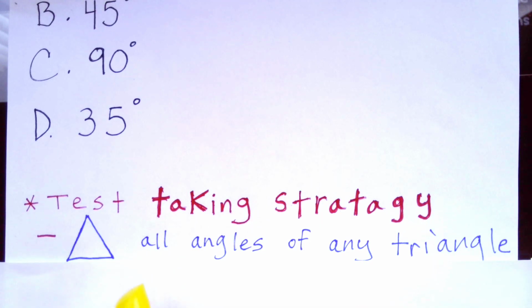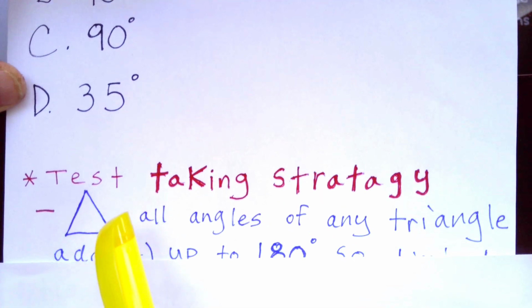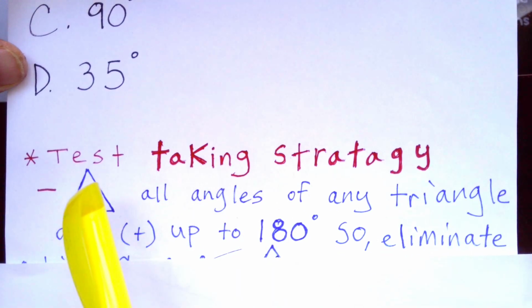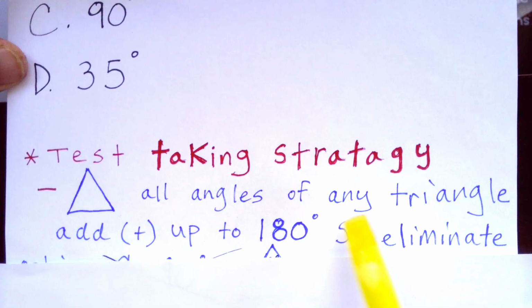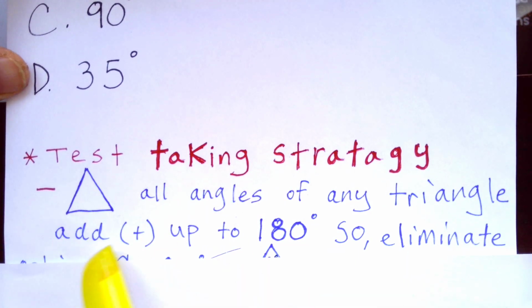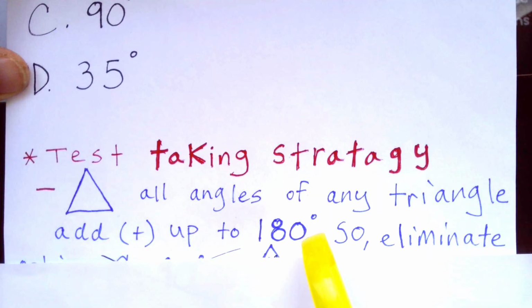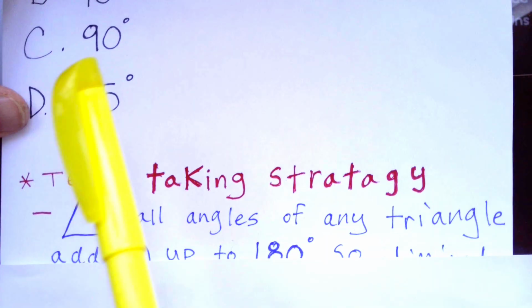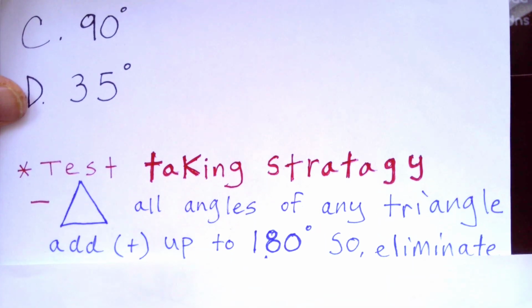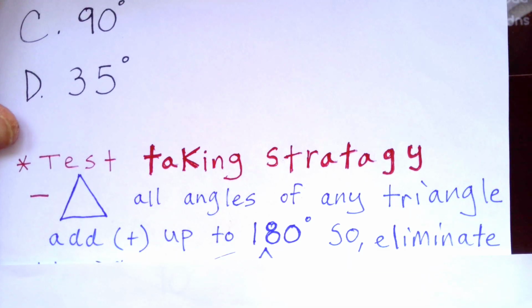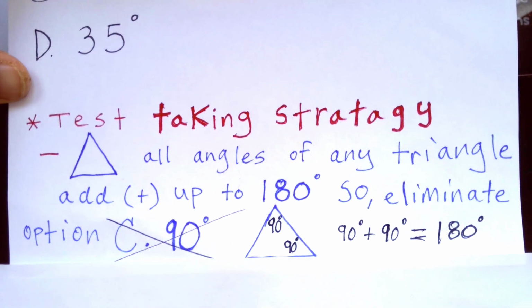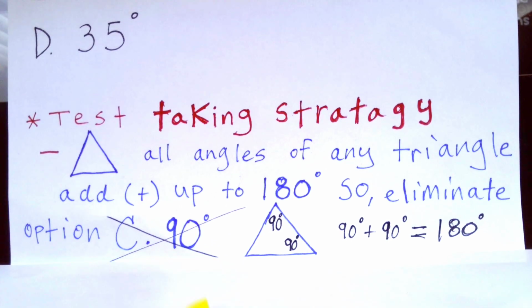So you need to understand, if you don't already, and I'm sure many of you do, that in a triangle, all of the angles, that's each of these inner corners of the triangle, all of these angles of any triangle will add up to 180 degrees. So, eliminate option C. Option C, you see, is 90 degrees. And I'm going to explain why. You can eliminate option C, leaving you 3 choices just to guess from in order to answer this test question correctly. So, cross off C.